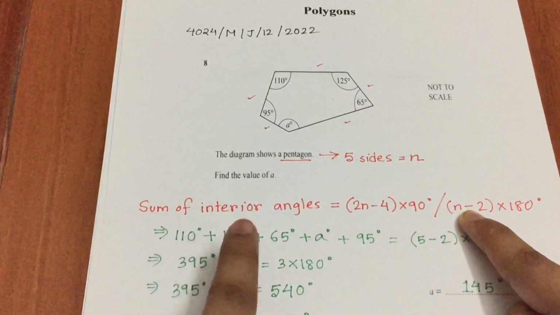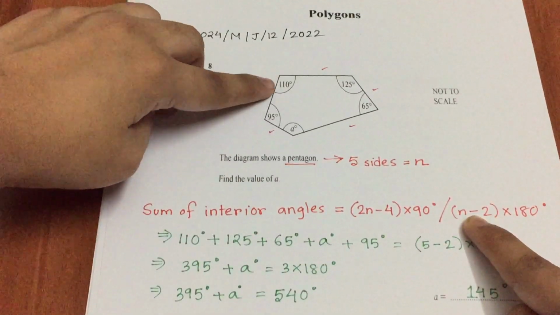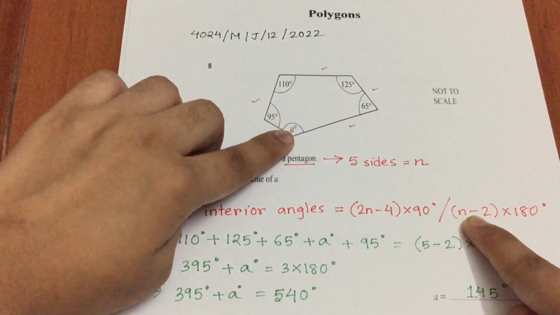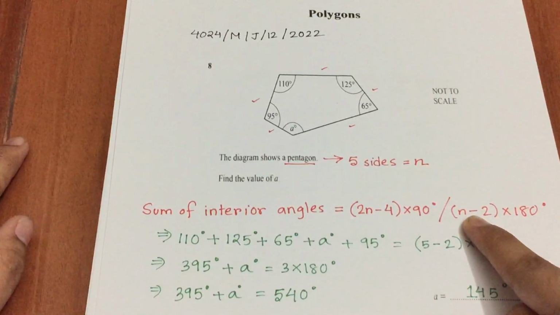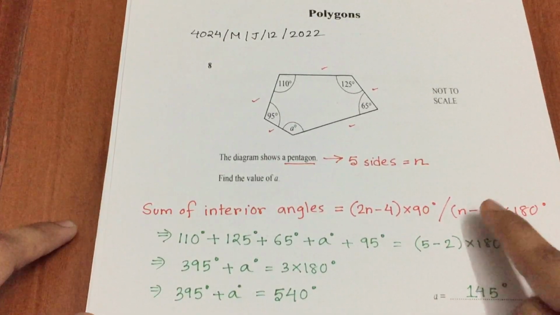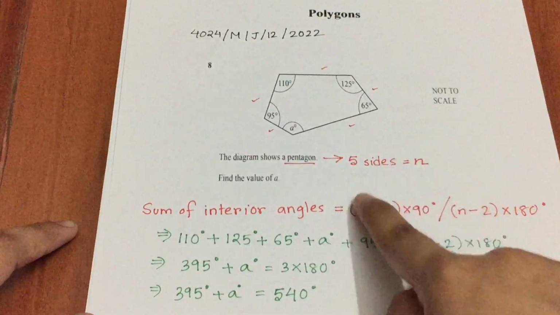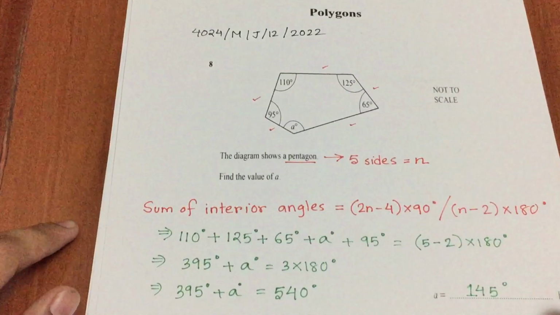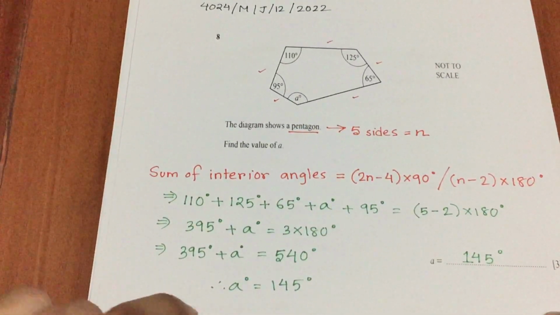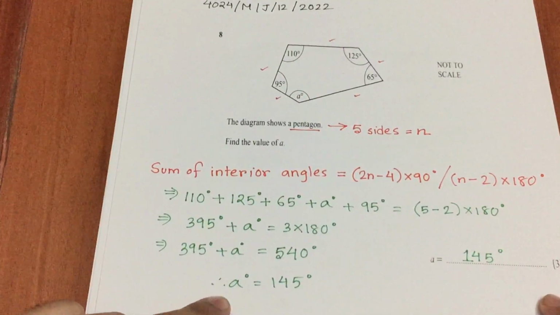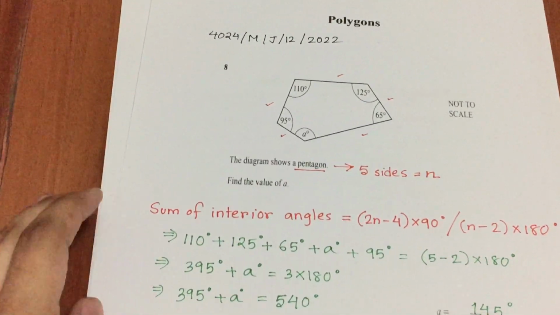So the sum of interior angles: 110 plus 95 plus A plus 65 plus 125, because all of them are interior angles. We add all of them up and this will be equal to this formula where n is 5, because it says here pentagon. So I have placed the values here and then I found out A, which is 45 degrees. So this was the first sum.